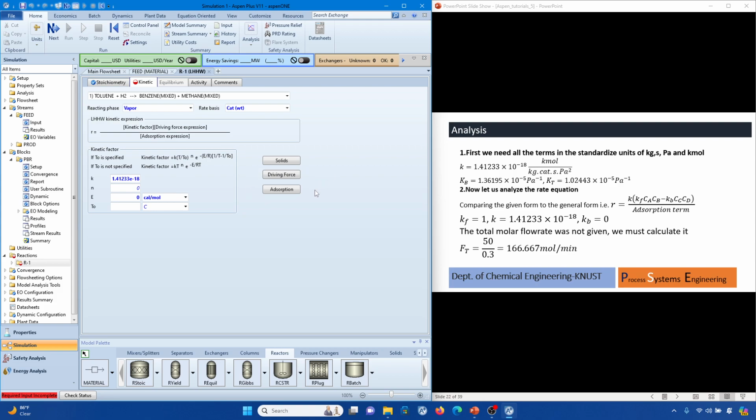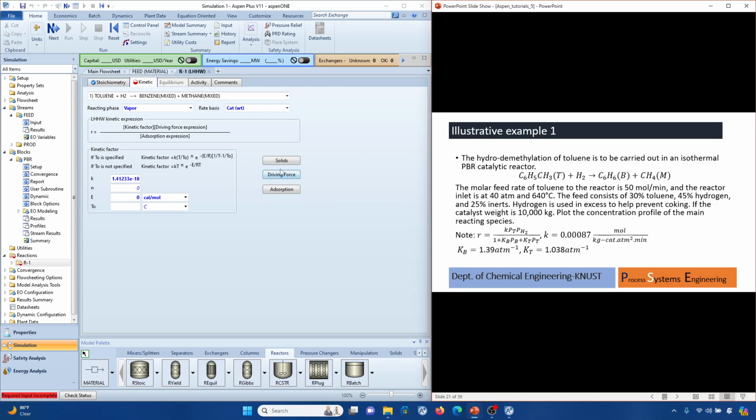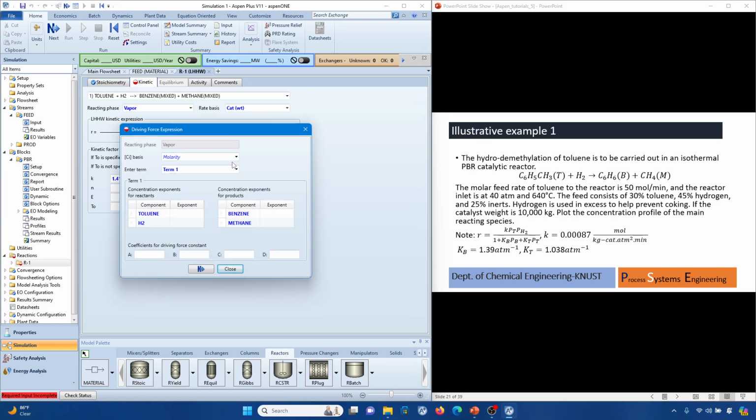And because we chose the Langmuir kinetics, we get two additional tabs here, right, to specify the driving force term and the adsorption terms in our expression. So we could go there, and you see it gives us the option to specify the driving force term, depending on the basis. In our case, it is the partial pressure. So I'm going to choose that. So the key thing here is this is the term.